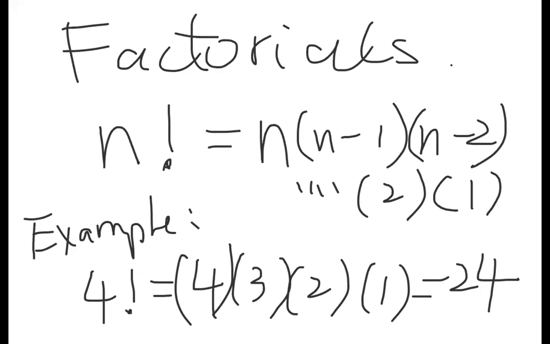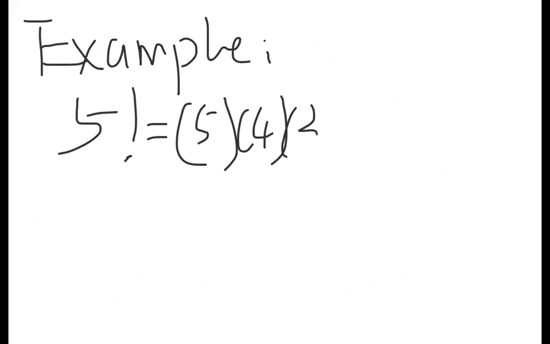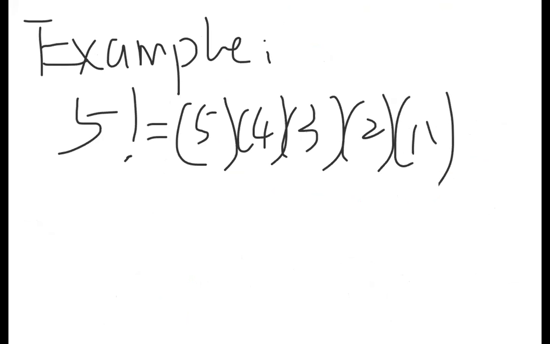Let's get rid of this one. So another example would be 5 factorial, which is 5 times 4 times 3 times 2 times 1. The result should be 120.